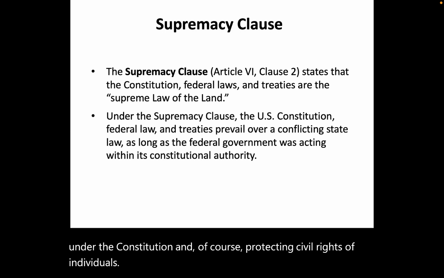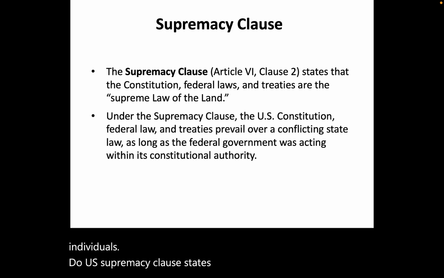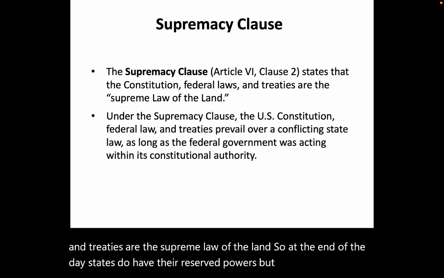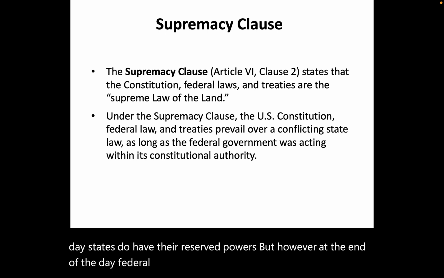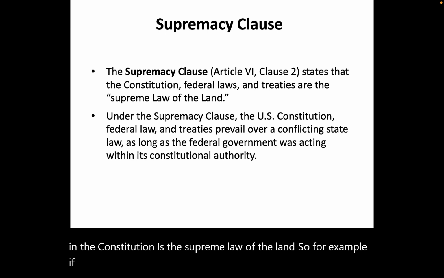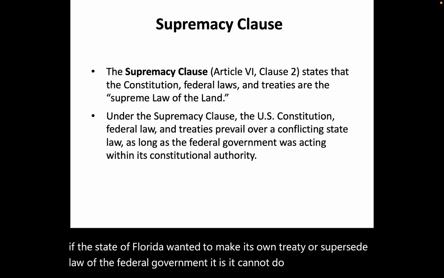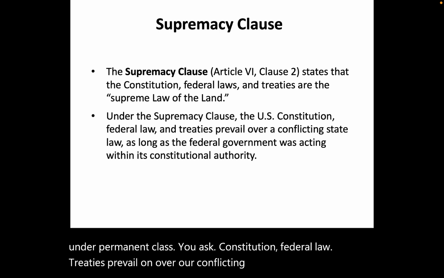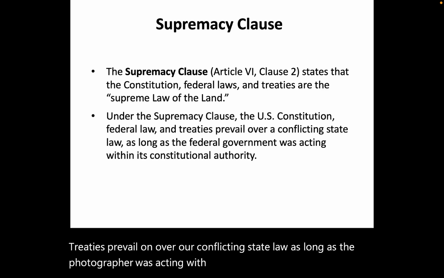The U.S. Supremacy Clause states that the U.S. Constitution, federal laws, and treaties are the supreme law of the land. So at the end of the day, states do have their reserved powers, but federal law supersedes that of any state, and the Constitution is the supreme law of the land. So, for example, if the state of Florida wanted to make its own treaty or supersede the law of the federal government, it cannot do so. Under the Supremacy Clause, the U.S. Constitution, federal law, and treaties prevail over a conflicting state law as long as the federal government is acting within its constitutional authority.